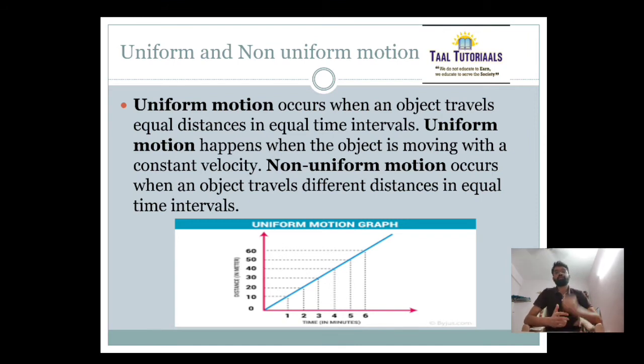But what is non-uniform motion? Non-uniform motion occurs when an object travels different distances in equal intervals of time. For example, in the first minute it traveled 10 meters, in the second minute it traveled 15 meters, in the third minute again 5 meters. So we see that the time interval is equal, but the distance which the body is covering is unequal. So those motions are known as non-uniform motion.